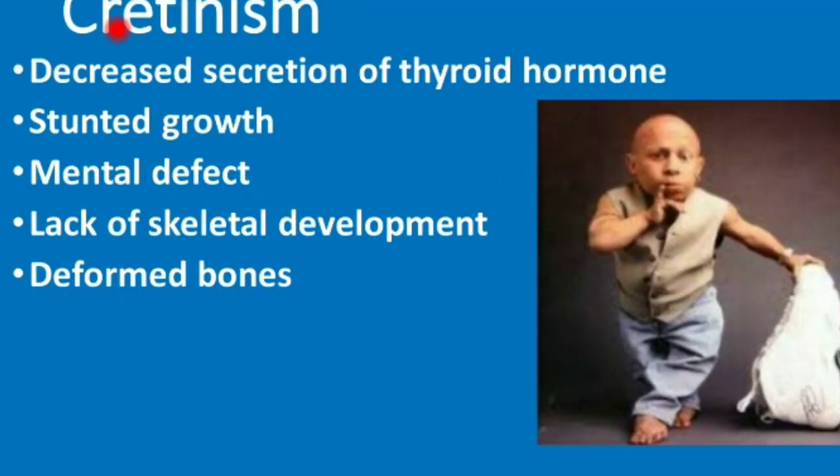Next condition is cretinism. This also occurs due to the decreased secretion of thyroid hormone. Symptoms: stunted growth, mental defect, lack of skeletal development, and deformed bones. These are the symptoms of cretinism.